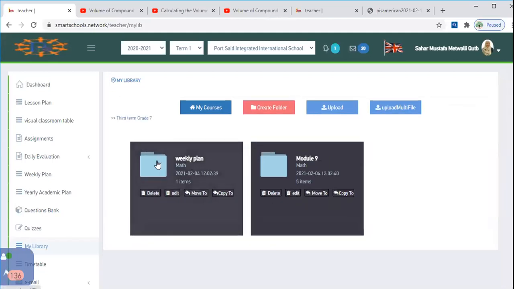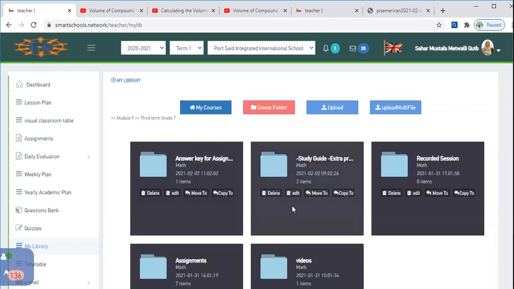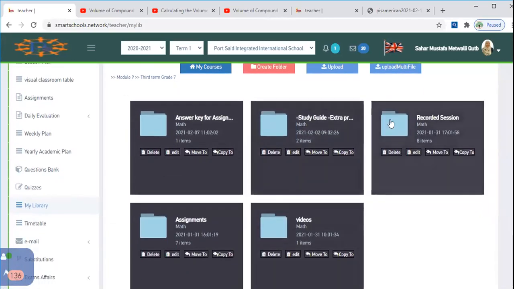Okay. Weekly plan. Then, inshallah, next week you will find the week after the vacation. And this is module 9. What do you have inside module 9? You have a recorded session. Every day I post the session. You have a study guide if you want to study. So you have explanations about lessons, answer key for the assignment. You have an assignment, your homework, and you have videos. So everything you are looking for, you will find it in this folder.